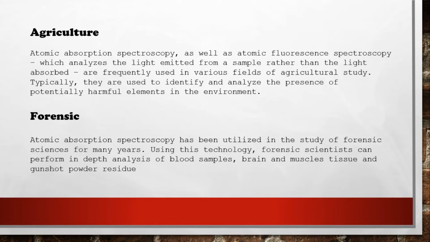In addition to these applications of AAS, it has agriculture and forensic uses. Agriculture uses atomic absorption spectroscopy as well as atomic fluorescence spectroscopy, which analyzes the light emitted from a sample rather than the light absorbed. These are frequently used in various fields of agricultural study. Typically, they are used to identify and analyze the presence of potentially harmful elements in the environment.